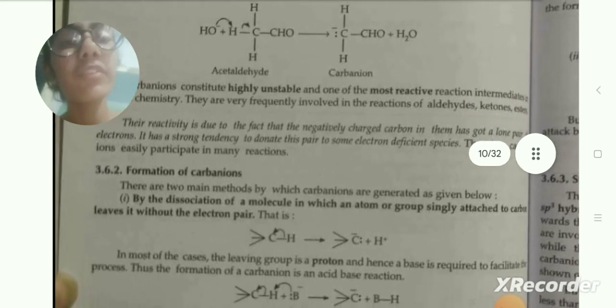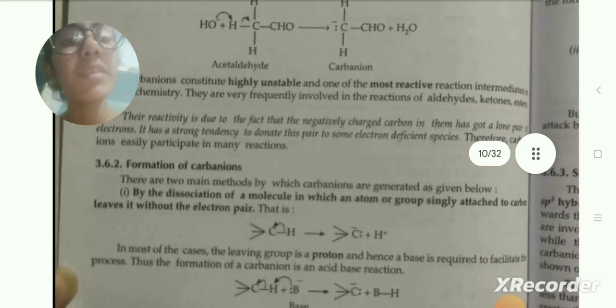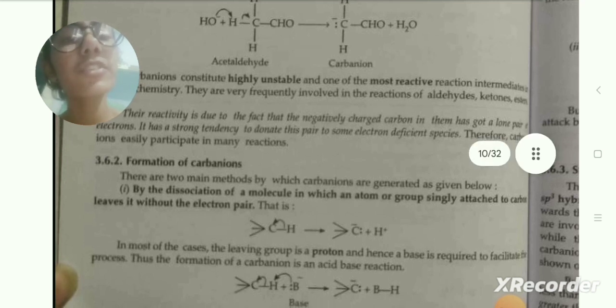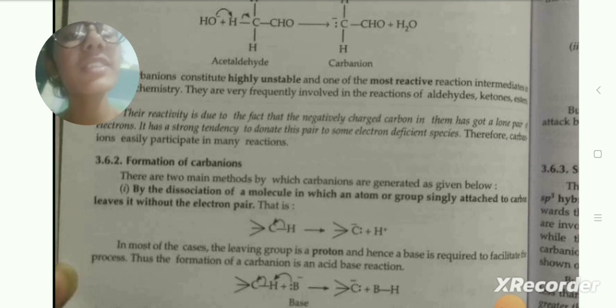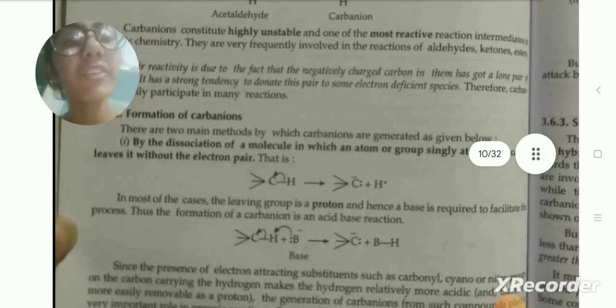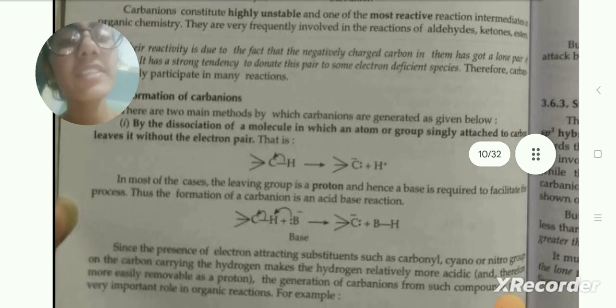Formation of carbanions. There are two main methods by which carbanions are generated, given below. First, by the dissociation of a molecule in which an atom or group singly attached to the carbon leaves it without the electron pair. In most cases, the leaving group is a proton, hence a base is required for the process. Thus, the formation of a carbanion is an acid-base reaction.